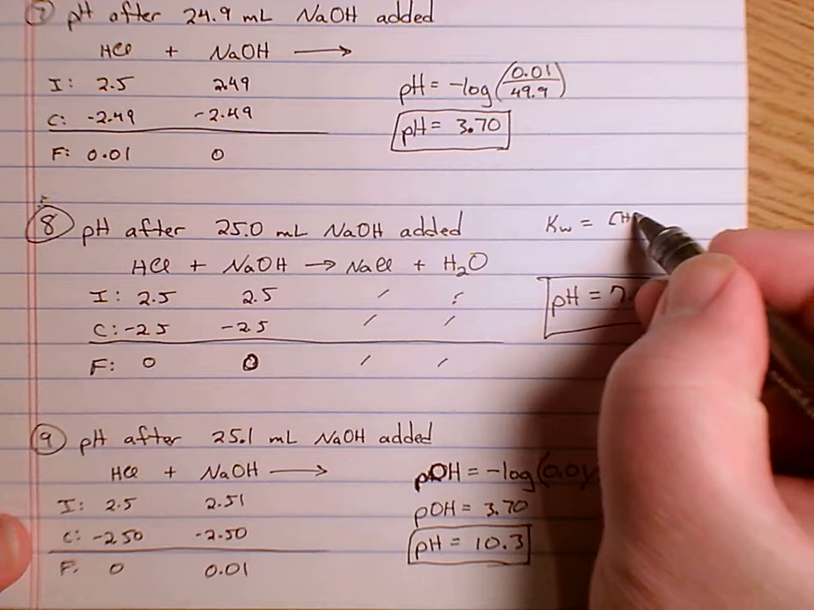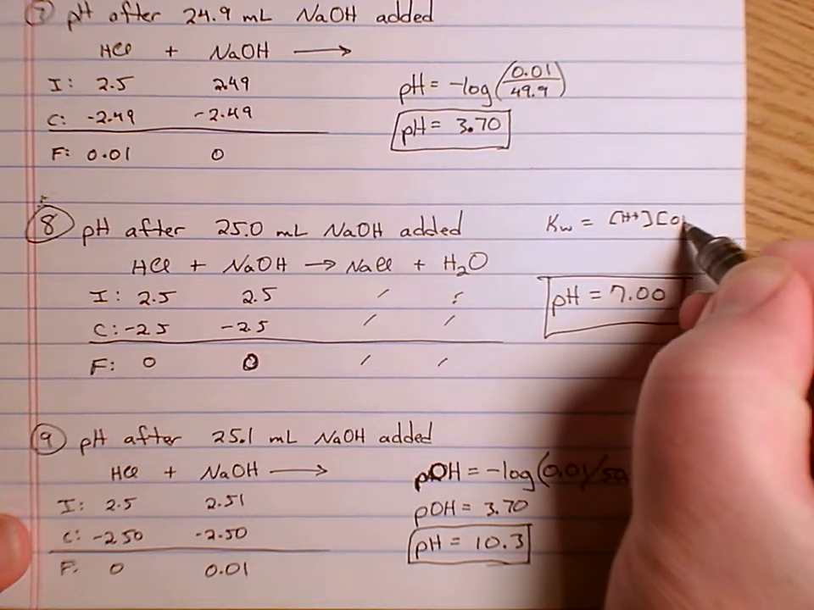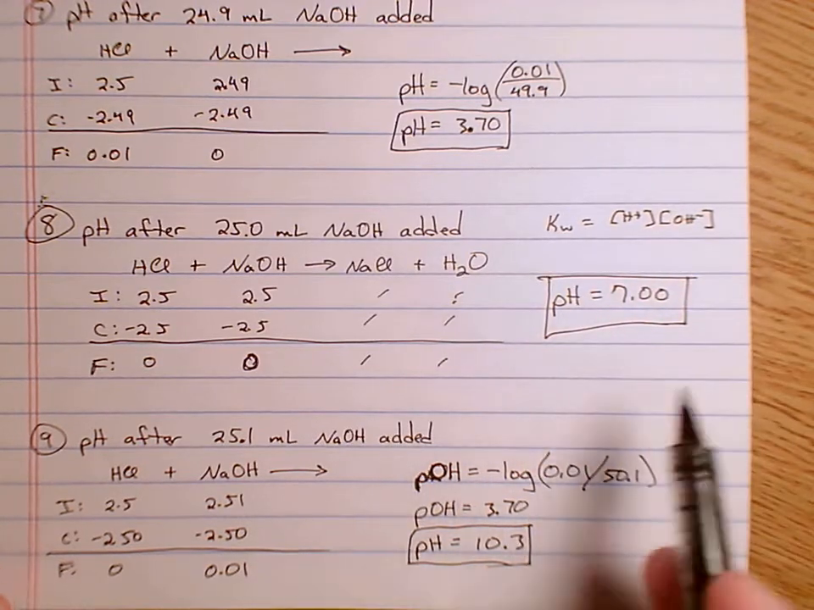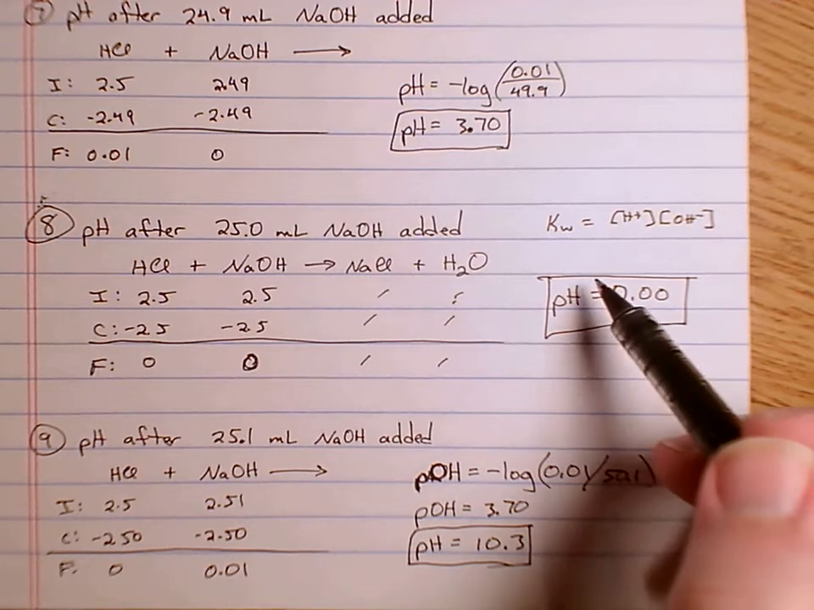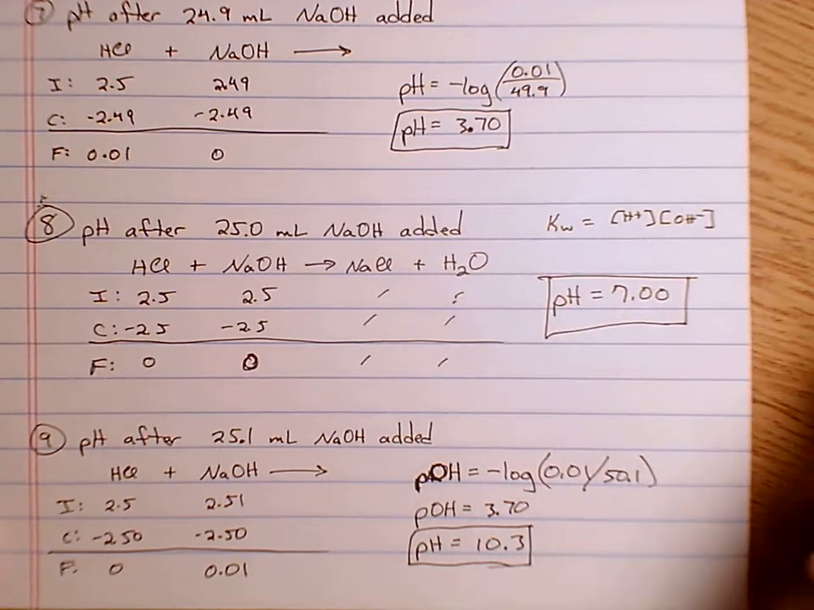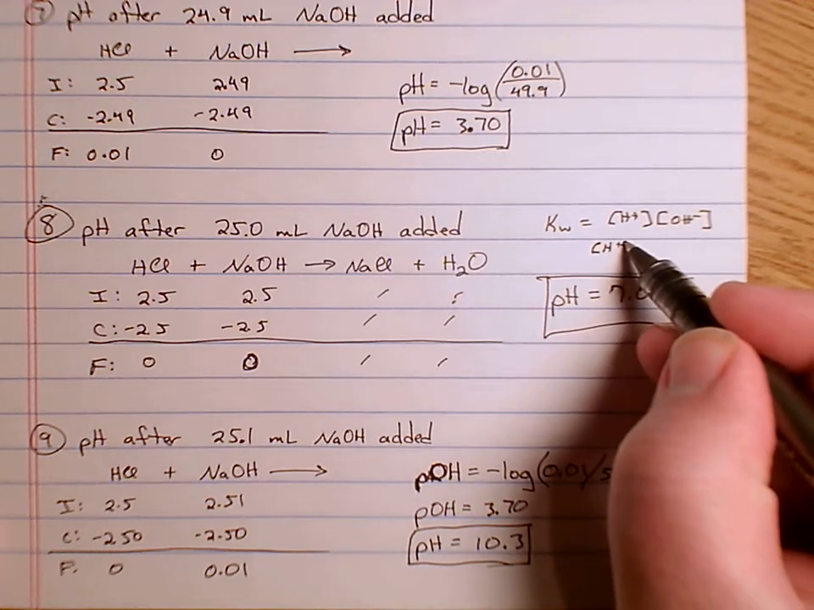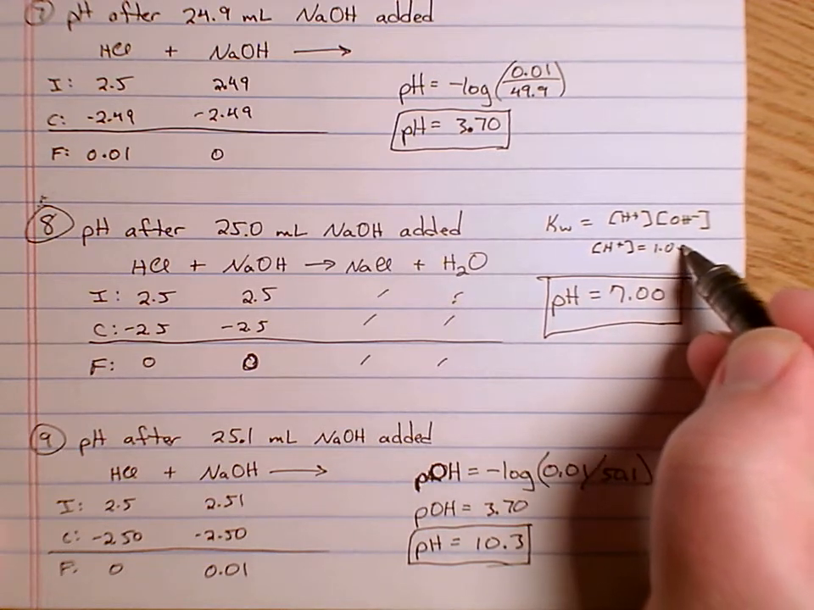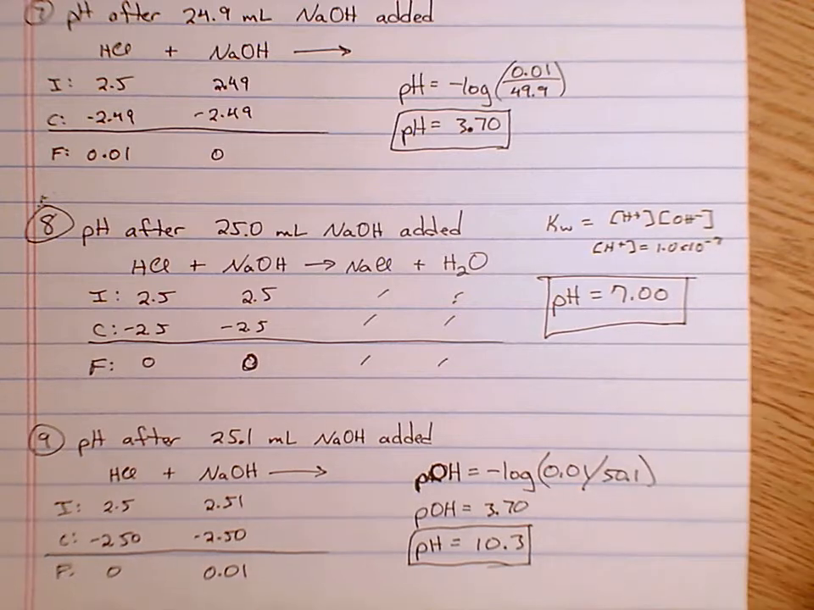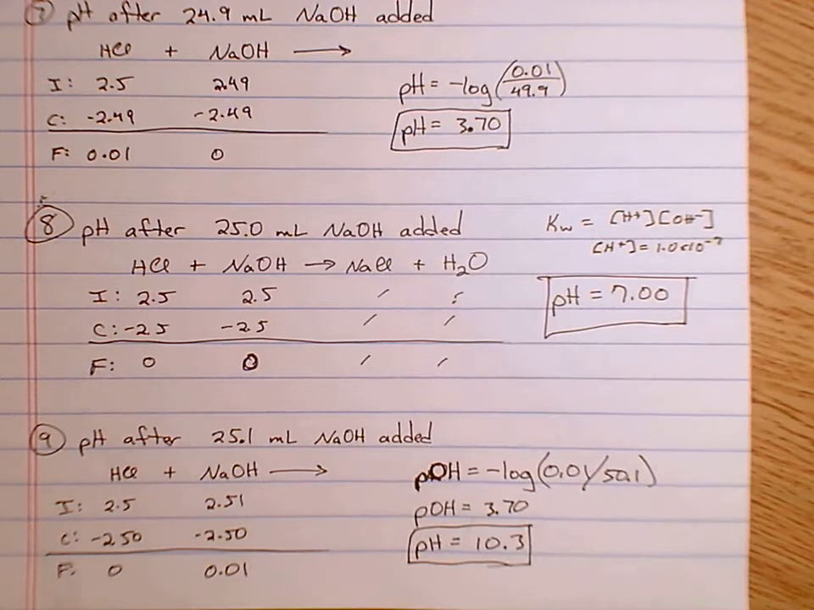The concentration of H plus times the concentration of OH minus. And we know that at this point, if it's just water, the Kw is 1 times 10 to the minus 14. The concentration of H plus is going to equal 1.0 times 10 to the minus 7, the square root of Kw, and our pH then is 7.